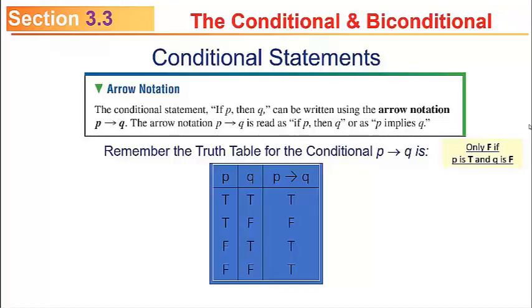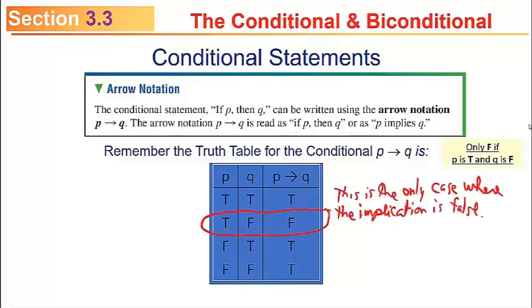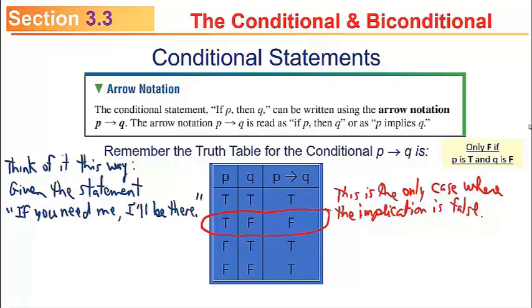And remember, the truth table for the conditional is only false if P is true and Q is false. Make sure you get that one right, because at least for me, that's the hardest one to remember. That's the only case where the implication is false. Sometimes I want to make sure I'm thinking about it right, so I'll make up a simple sentence.